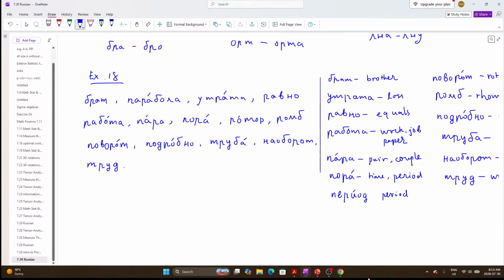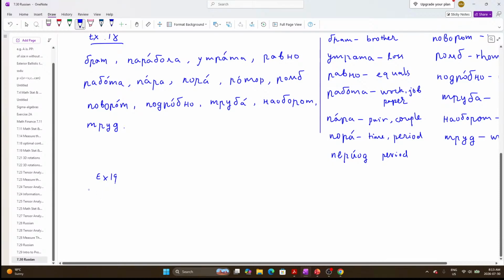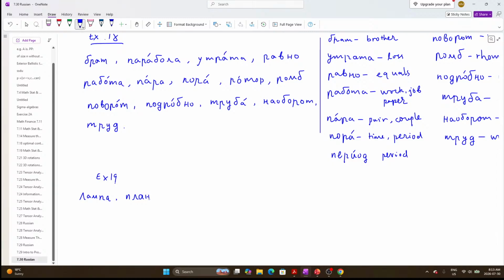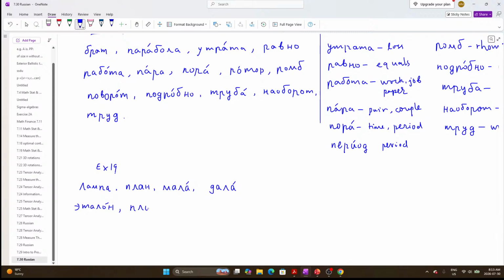Exercise 19. Read the Russian words. Лампа. Лампа is lamp. План. Мама. Мала. Sorry, мала. Тала. Эталон. Плотна. Okay, also new words.